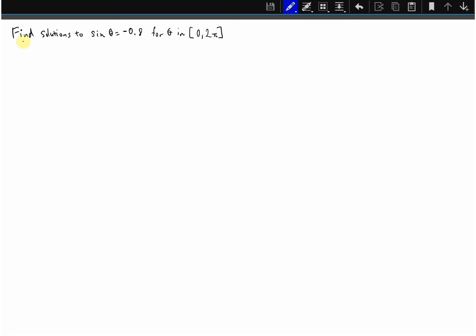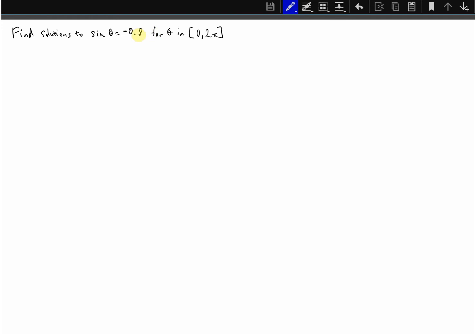Okay, alright, I'd like to look at a second example. This time we're solving the equation sine of theta is equal to negative 0.8. Again, if we had a nice number here, a recognizable y-coordinate on the unit circle would be something like negative a half, or negative root 2 over 2, or negative root 3 over 2, or even negative 1. We don't have that kind of number.